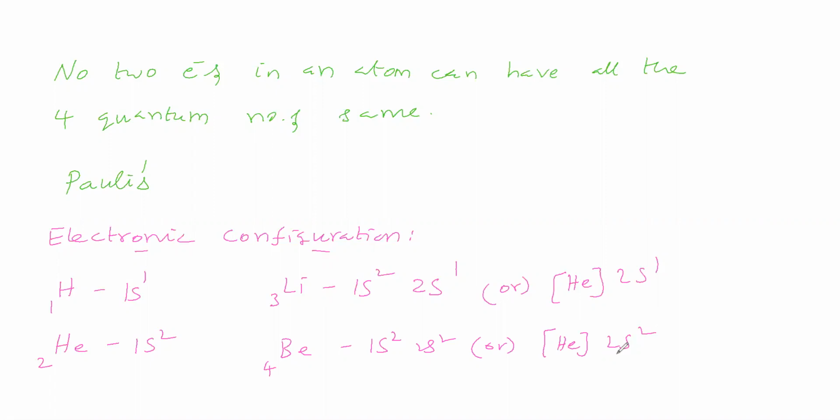This is going for chemical reaction, so this shell is called valency shell. So 2s2 is the valency shell configuration of beryllium. Valency electrons is 2 electrons for beryllium, we can say.